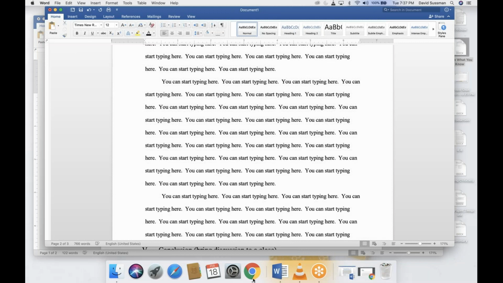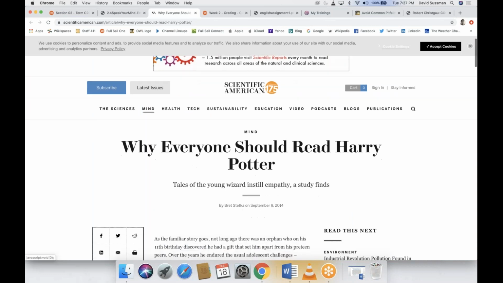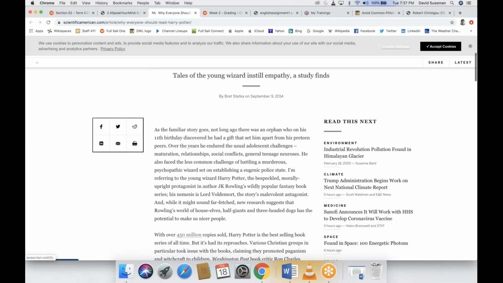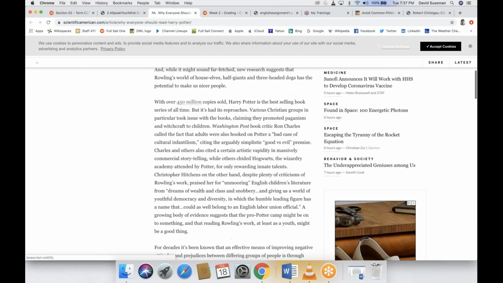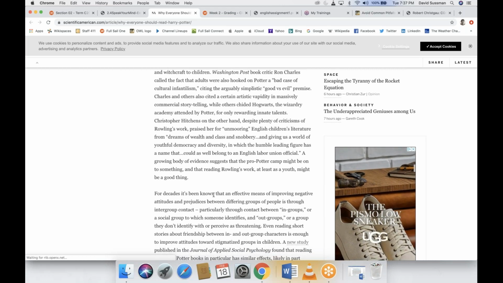So I'm going to just grab from this article, Why Everyone Should Read Harry Potter, let me just grab something. Here: "for decades it's been known that an effective means of improving negative attitudes and prejudices is through intergroup contact." Okay, don't know if that's really great. And by the way, you can do this. You don't have to take an entire sentence. You can take just a chunk of something. Okay, so I'm just going to take this chunk.